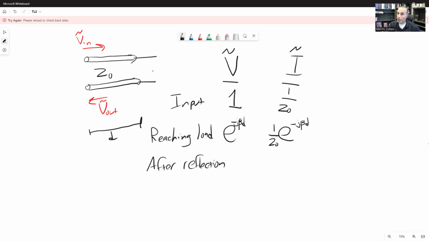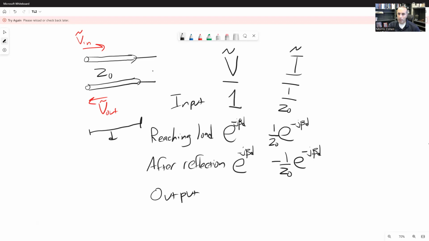And this is an open circuited line, so the reflection coefficient for voltage is positive 1. So immediately after reflection, we're just going to write down the same thing, e to the minus j beta d. However, for the current, the reflection coefficient for an open circuit is negative 1. It's always the negative of whatever it is for voltage. So after reflection, the current will be minus 1 over Z0 times e to the minus j beta d. All right, now we've got to propagate that back to the load. Sorry, back to the input point.